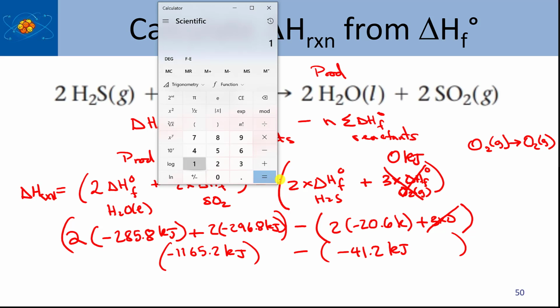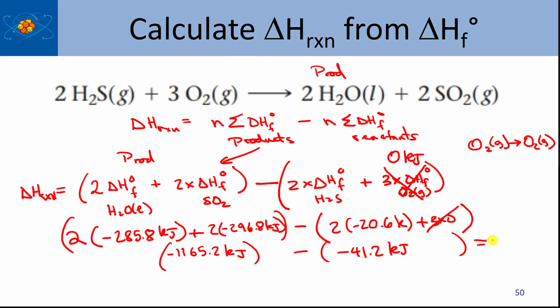So 1165.2, change sign, minus 41.2, change sign like that. And I get 1127. So negative 1127 kilojoules, like that.